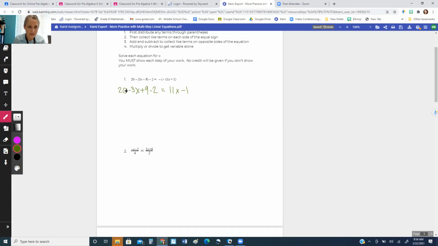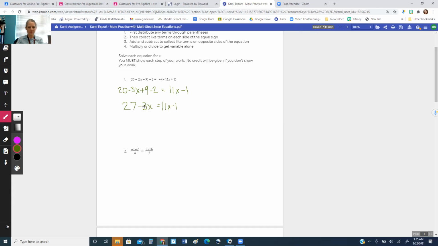We have 20 plus 9 is 29. Minus 2 is 27. So I have 27 minus 3x. Can I do that? Can I combine them all like that? Yeah, totally. That's what you should do. Equals, there are no like terms over here to combine, so we're just going to do this 11x minus 1.